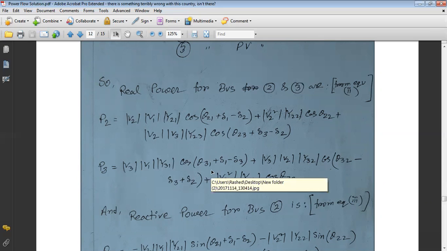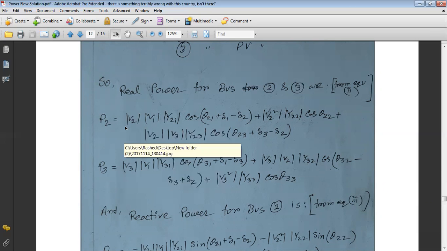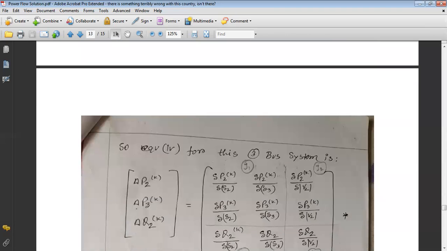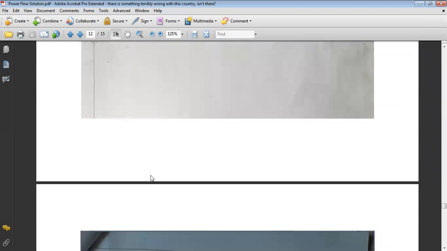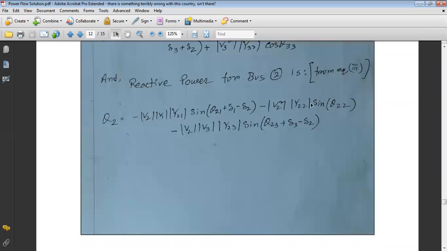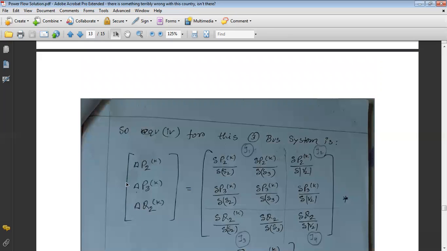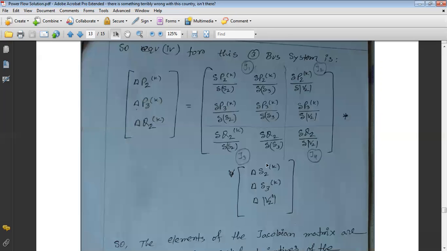Whenever we put down the values, we will get the calculated power values P2 and P3. And whenever we subtract these from the given power values, we can find del P2 and del P3. This is the power mismatch value, and similarly for the reactive power Q2. So this is the process for finding the power mismatch matrix. Next, this is the correction matrix. We don't know these values, so we have to calculate them. Next we have to find this Jacobian matrix.